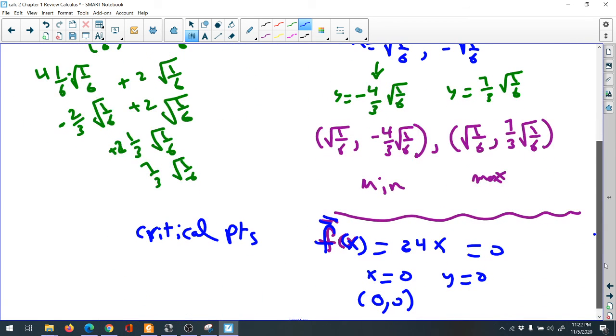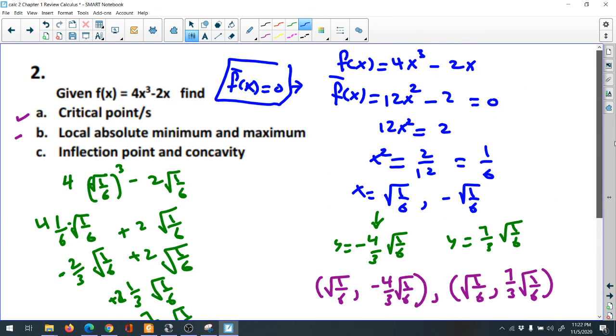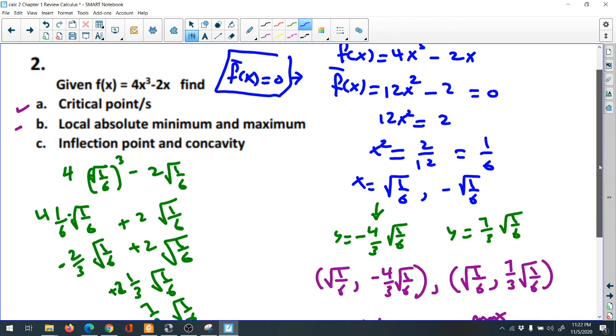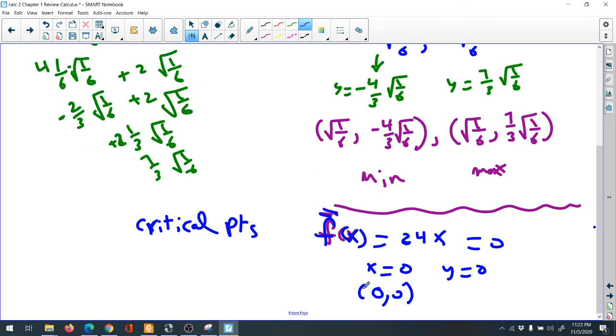So we finished our assignment. We investigated critical points, and we did local and absolute minima and maxima, and we did inflection point, and you mentioned the intervals of concavity, from where to where and from where to where.